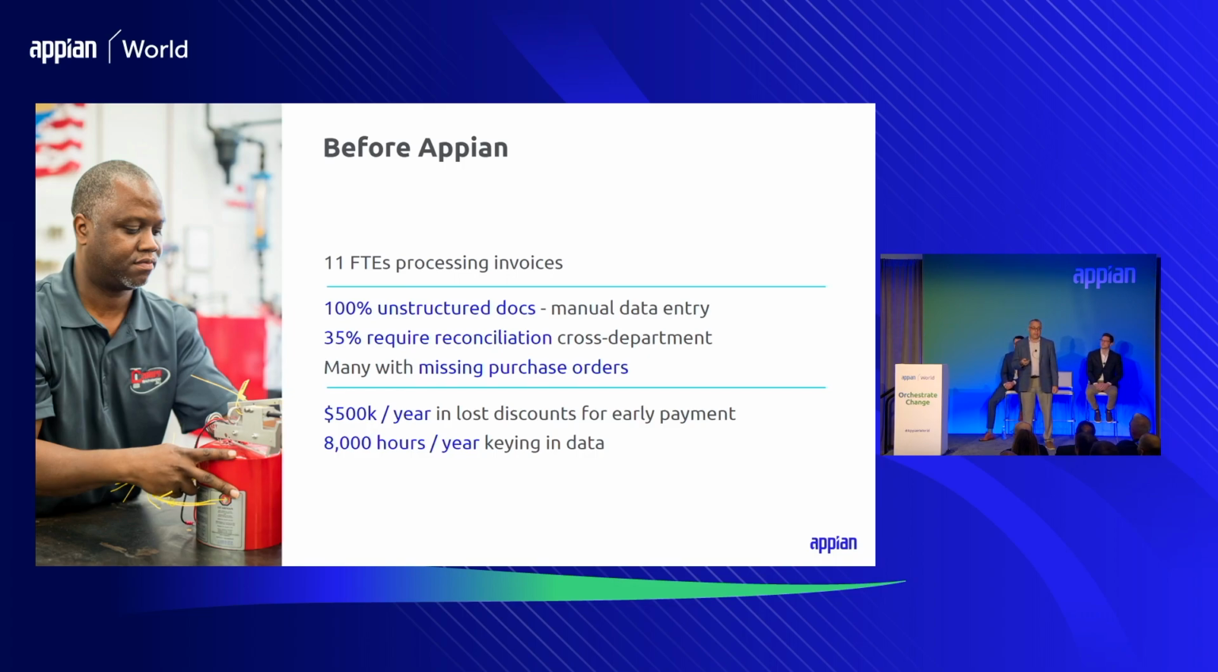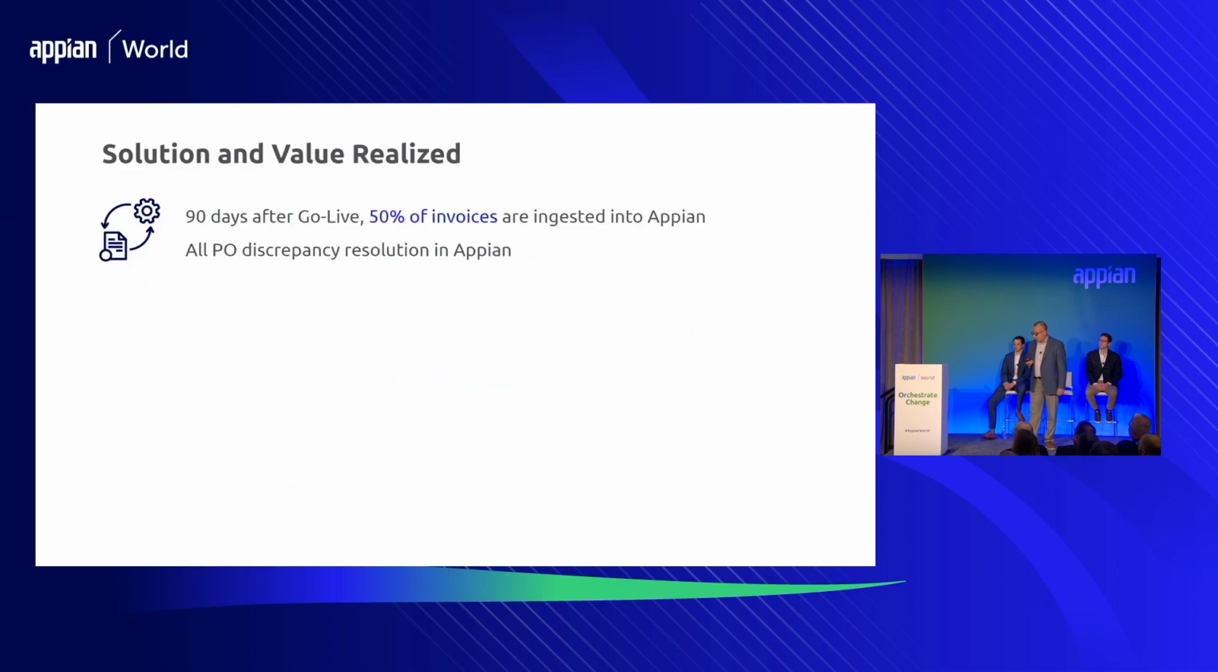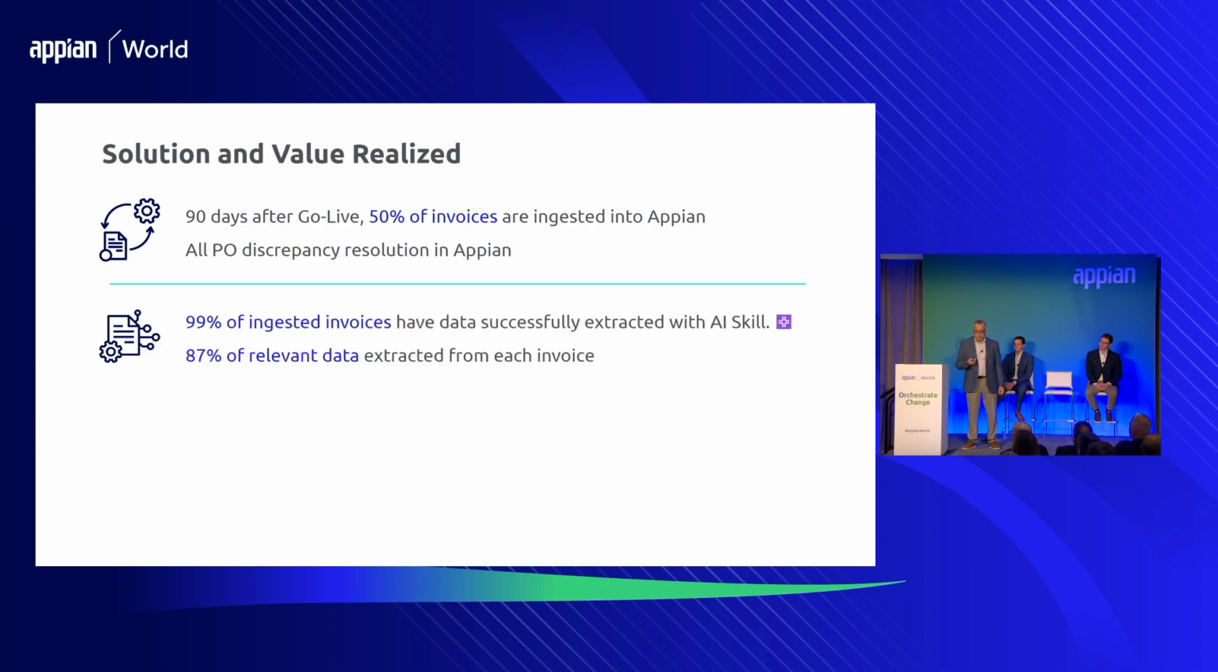So we brought in Appian in Q3, and we went live Q4. So these are live numbers as of a few weeks ago. And the key to know is with 90%, half of our invoices are being ingested through Appian. Not only that, all discrepancies, all questions get answered through Appian, which means we can track it and we can see who responds quicker. Also, 99% of those invoices are successfully extracted with AI skill. Furthermore, 87% of all the relevant data is extracted using custom models that Matt just showed you.